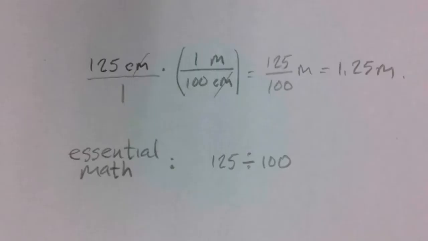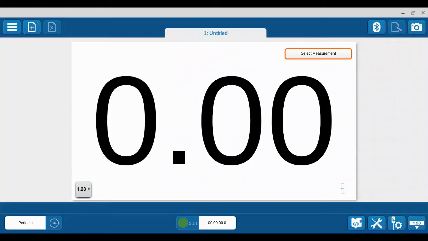We want to do a unit conversion, change 125 centimeters into meters. This is what we would do on paper. It's essentially just 125 divided by 100. So that's what the program will do.